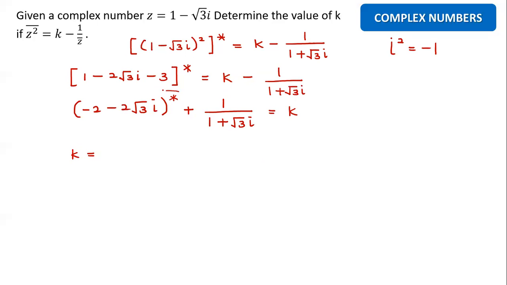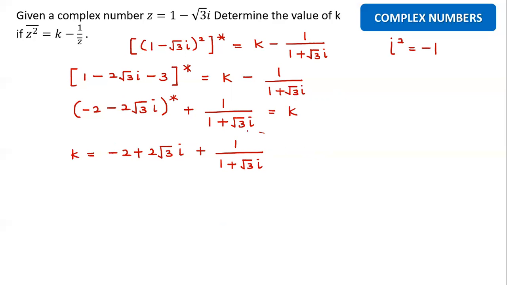Okay, now you need to change this one. Don't forget to change this one because it has the conjugate here. So the conjugate will change this one into positive. So you'll get this one, plus 2 square root of 3i plus, okay, got it.